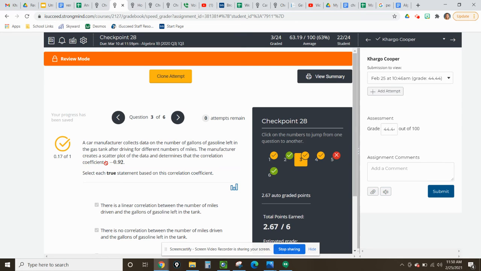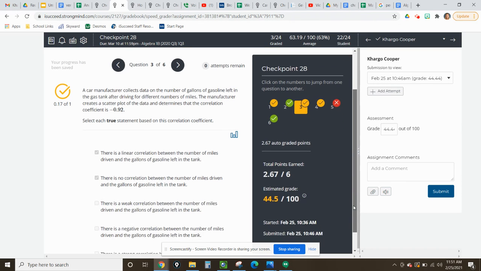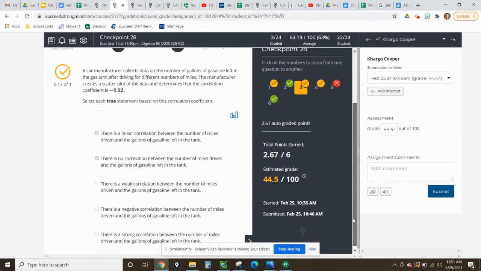Okay, so the correlation coefficient here was negative 0.92. Select the true statement based on the correlation coefficient. So you said there's a linear correlation between the number of miles driven and the number of gallons of gasoline left in the tank. Okay, let me scroll down here. And then you also selected that there is no correlation between the number of miles driven and the number of gallons of gasoline left in the tank.